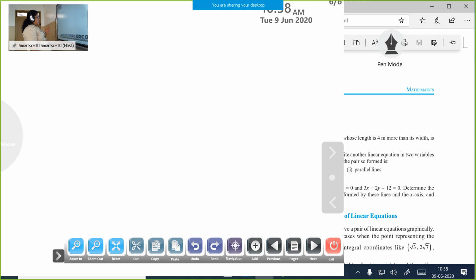Our third topic: first graphical representation, second the consistency, and third the algebraic method. We have three types of algebraic method. First is the substitution method, second is the elimination method, and third is the cross multiplication method. Three methods: substitution, elimination, and cross multiplication. Clear?